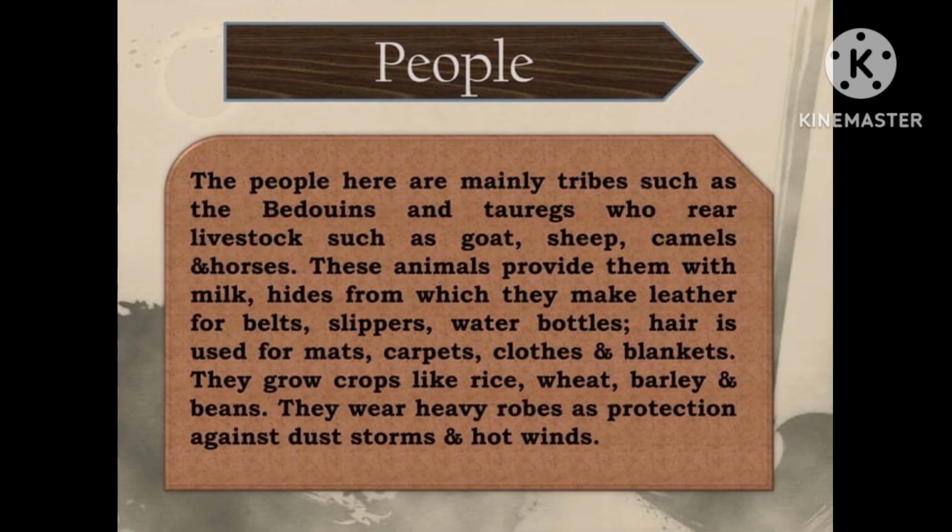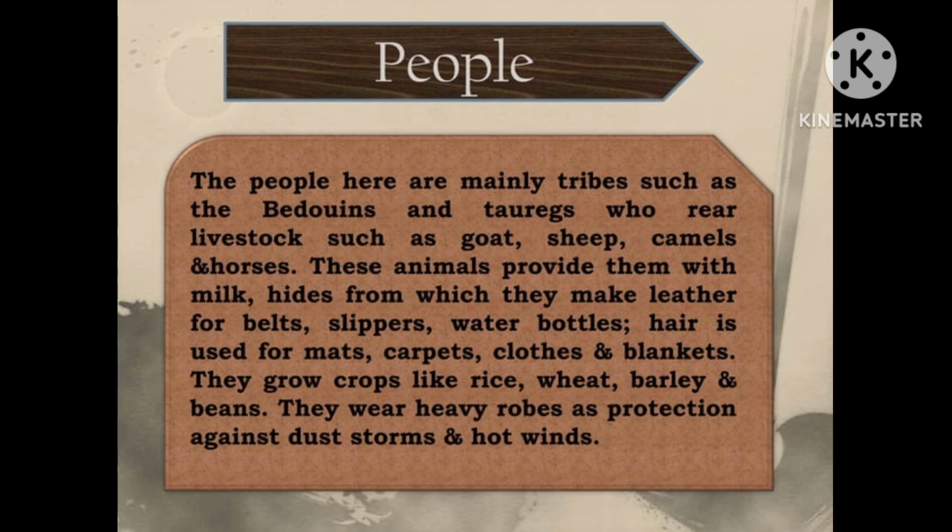Our next topic is life of the people in Sahara Desert. The people here are mainly tribes such as the Bedouins and the Tuaregs, who rear livestock such as goats, sheep, camels, and horses. These animals are of very much use because they provide them with milk and hides. Hides means skin, from which they make leather for belts, slippers, water bottles. Hair is used for mats, carpets, clothes, and blankets.